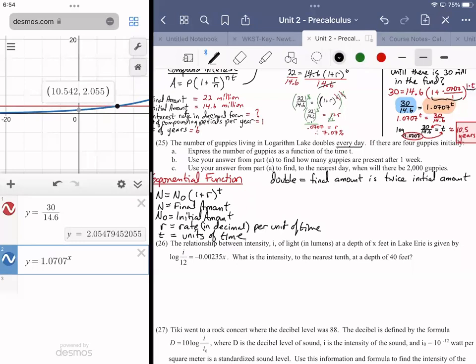So I have my n equals n sub zero, 1 plus r to the t power. I'm going to put in some dummy value for n sub zero. It doesn't matter what you put in, as long as the final amount is twice that. So let's let the initial amount be 5. I'm just making up a number here. This could be whatever I want. If this is 5, then this is 10.